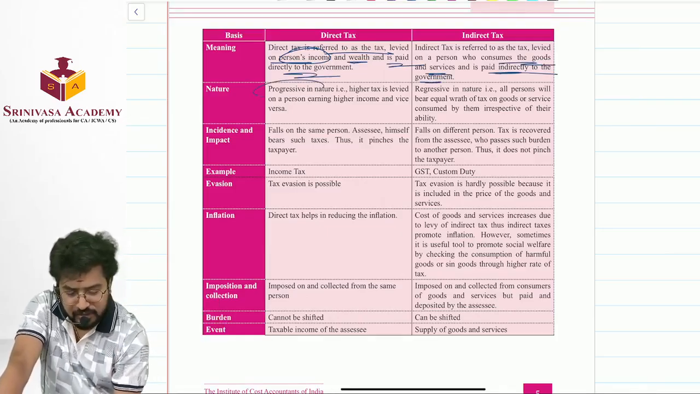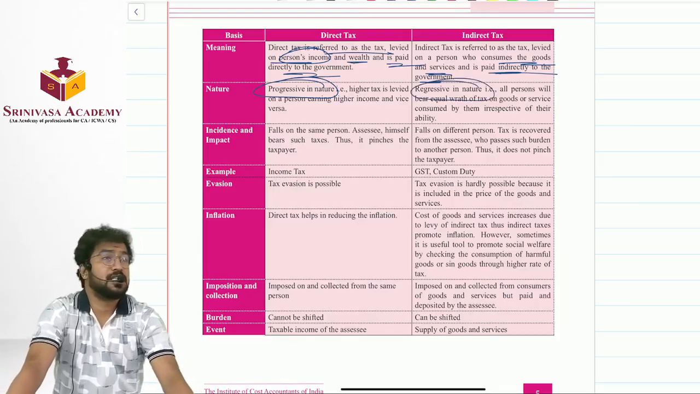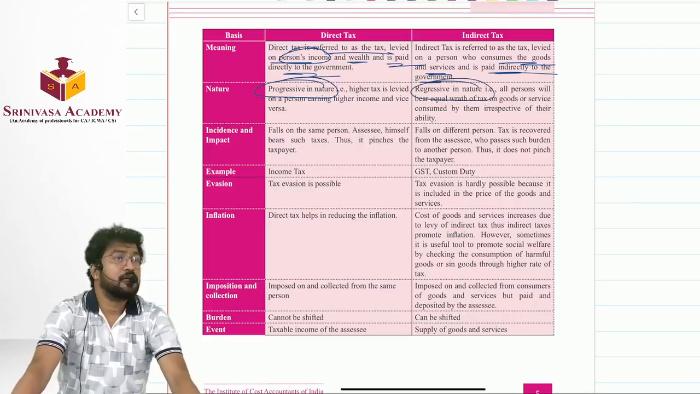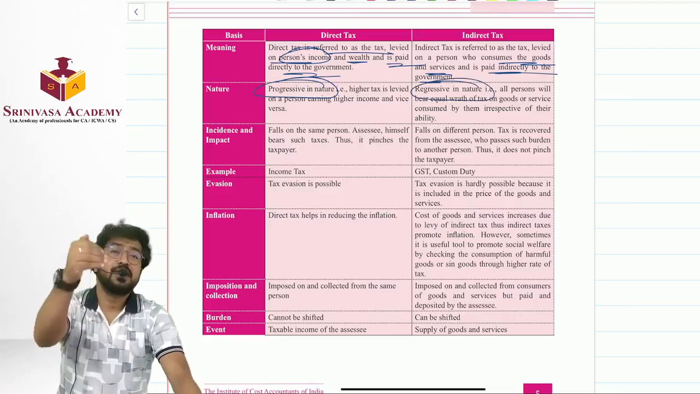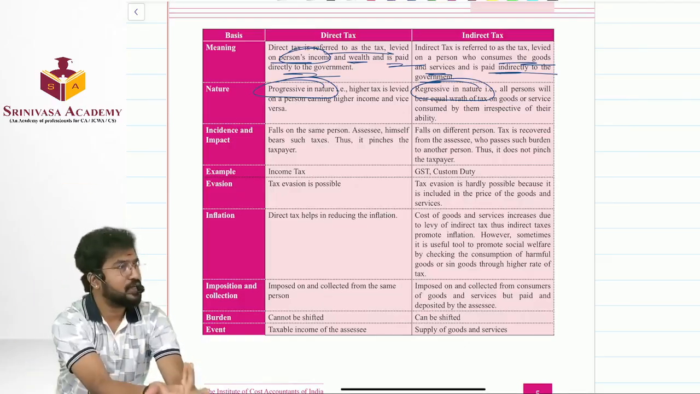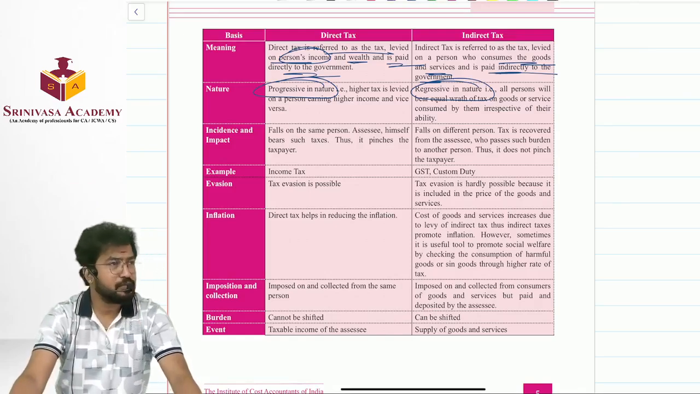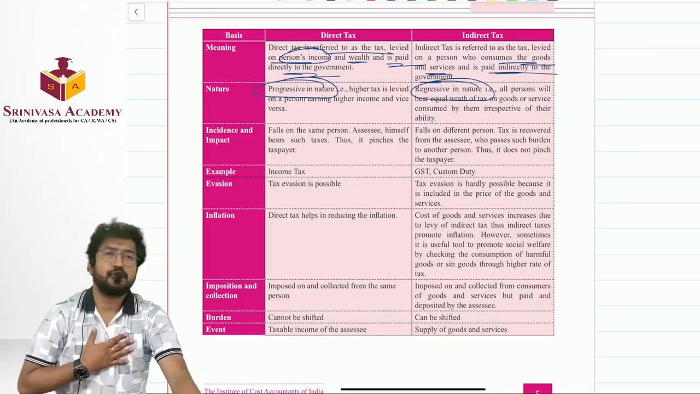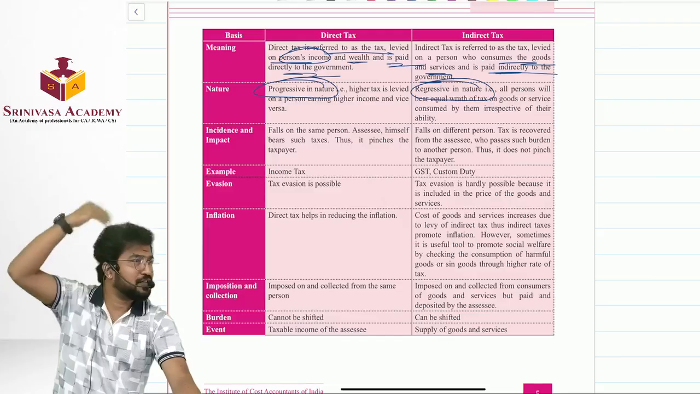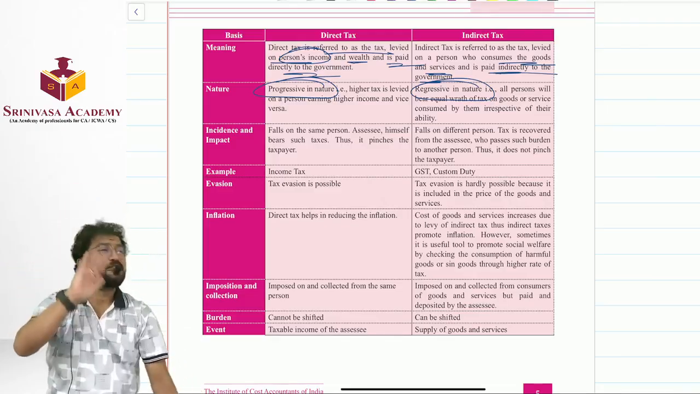Okay, nature. Direct tax is progressive in nature. Indirect tax is regressive. Why is direct tax progressive in nature? Because it is based on your income earning capacity. The more income you earn, the more tax you pay. Sir, I don't earn income, sir. Then you don't pay tax. Will everybody earning income pay the same amount of income tax, sir? No. See, the amount of income tax I pay is different, and the amount of income tax Talapati pays is different.